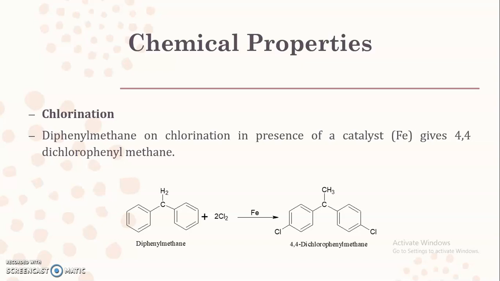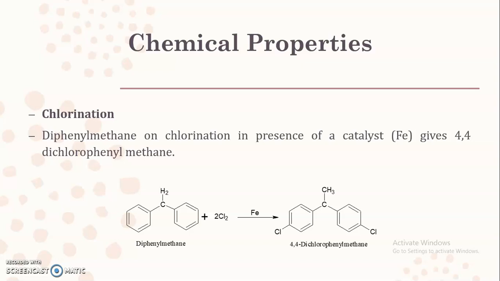In case of nitration, we have seen that first there will be substitution of the nitronium ion at one ring. In a similar way, this chlorination reaction progresses, where diphenylmethane first reacts with 1 mole of chlorine, which leads to the formation of 4-chloro-diphenylmethane.